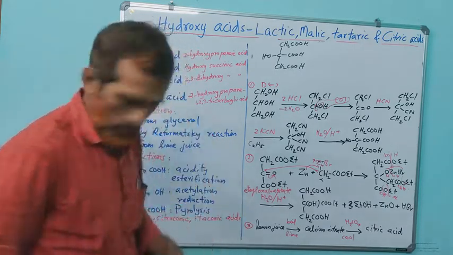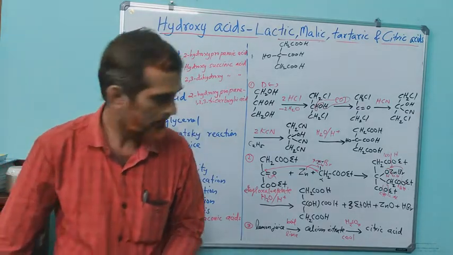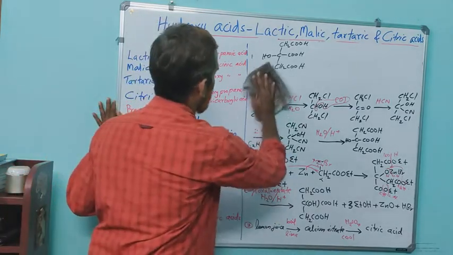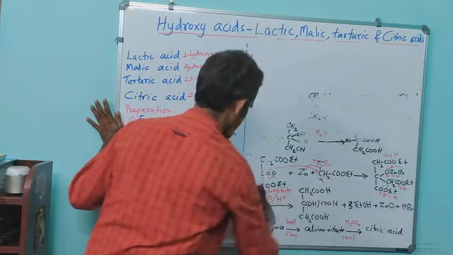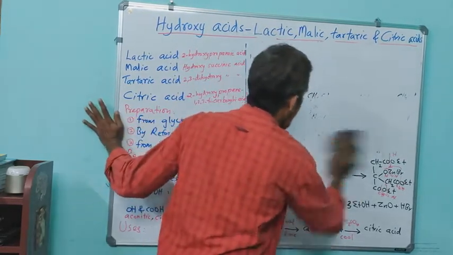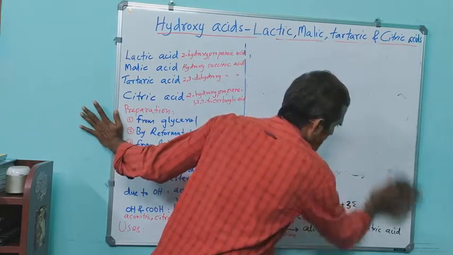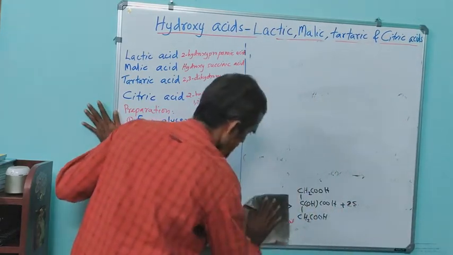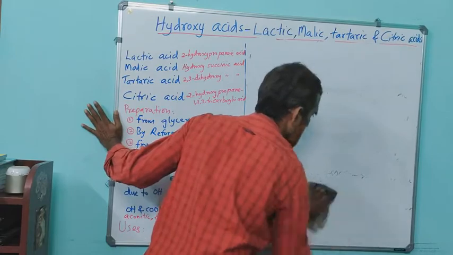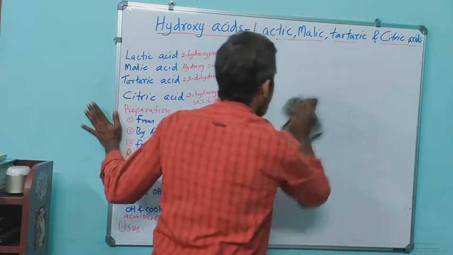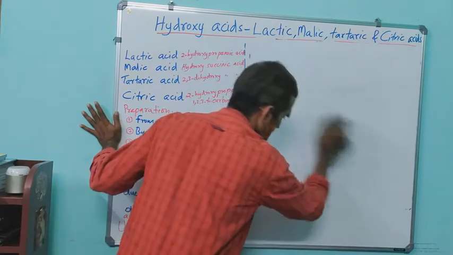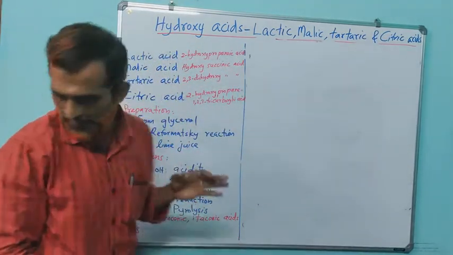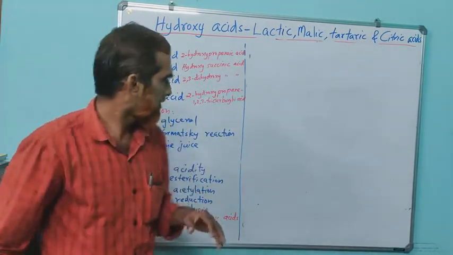Okay, now we go on to the reactions. Reactions of citric acid. In the reactions, we can divide the reactions into three types. Citric acid contains two functional groups. So remember, it is a tricarboxylic acid.